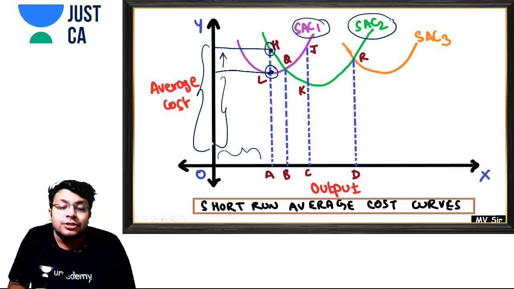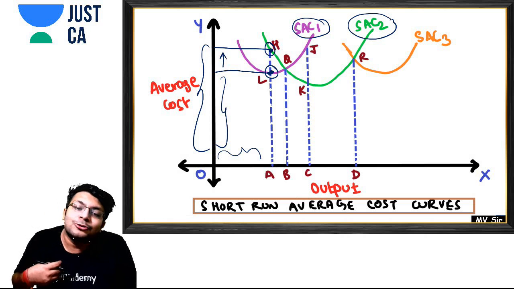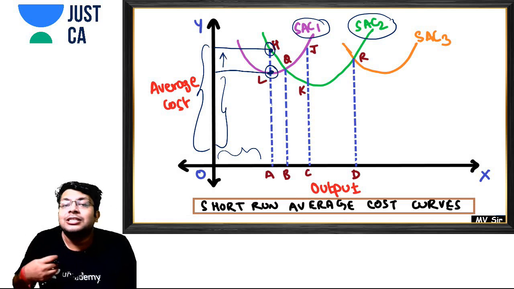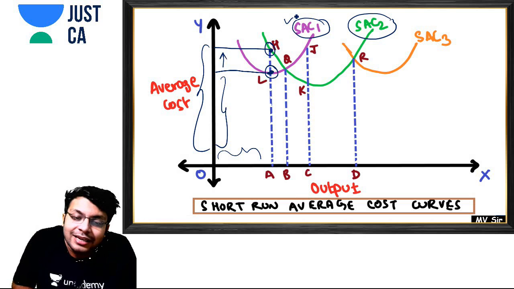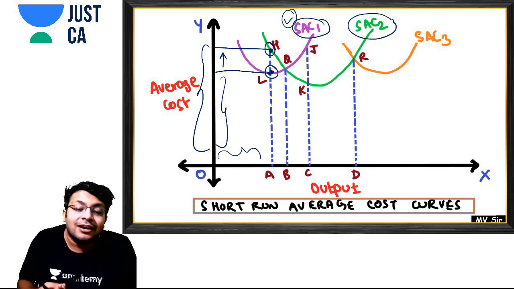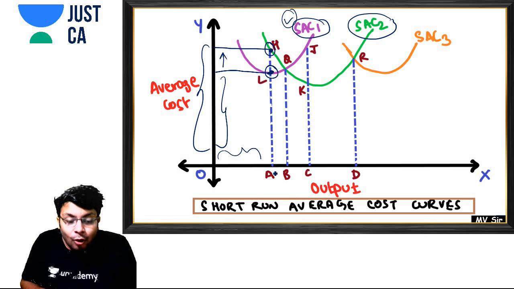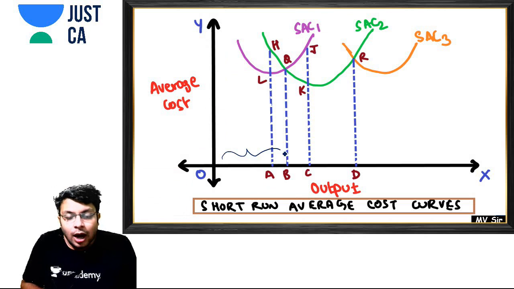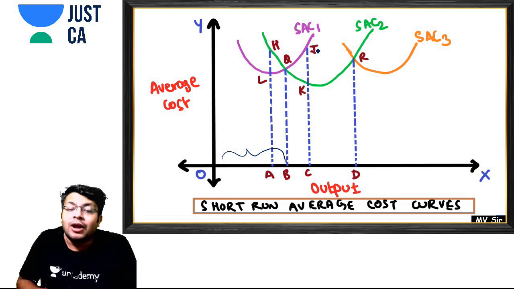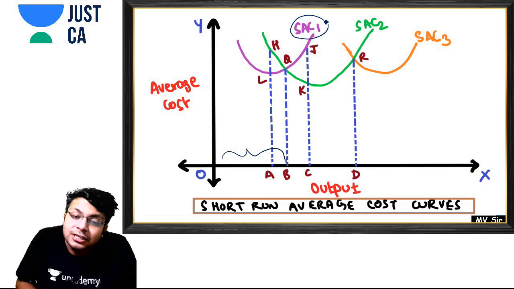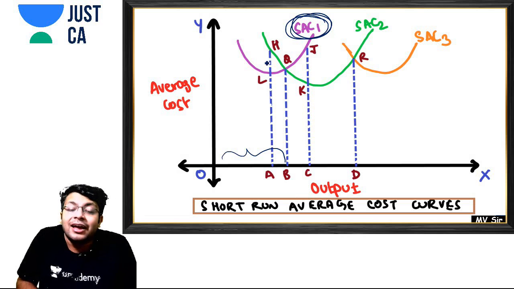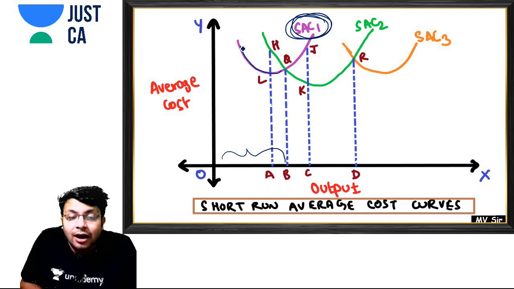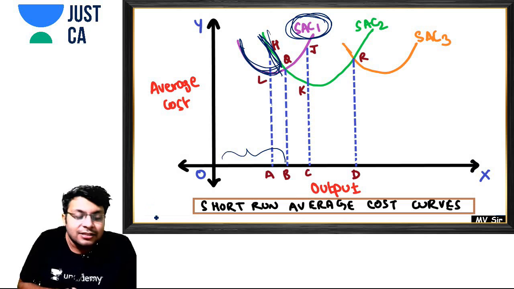So what will you choose? I'll choose to produce my output on SAC1. I'll choose SAC1 if I want to produce up to OA. Then up to OB, I'll always choose to produce on SAC1. Why? Because on SAC1 my cost is less as compared to SAC2.